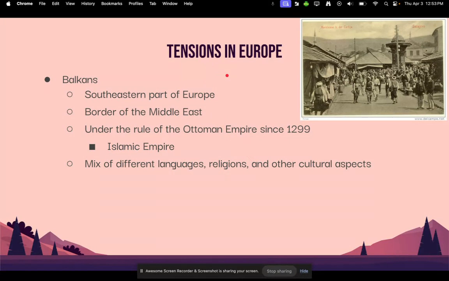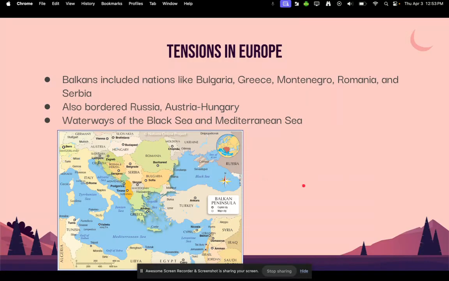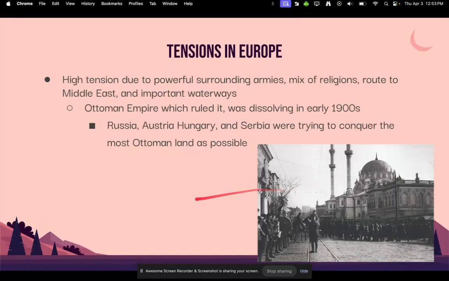So the Balkans is the southeastern part of Europe. It is the border of the Middle East, and it's under the rule of the Ottoman Empire since 1299. And again, the Ottoman Empire is an Islamic empire. So there is a mix of different languages, religions, and other cultural aspects. So the Balkans included nations like Bulgaria, Greece, Montenegro, Romania, and Serbia. It also bordered Russia as well as Austria-Hungary. It was also a waterway of the Black Sea as well as the Mediterranean Sea.